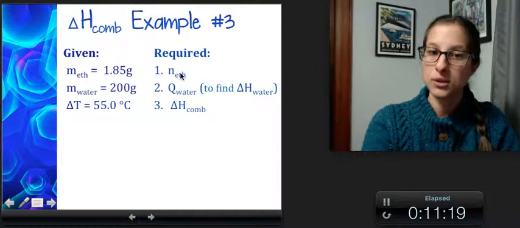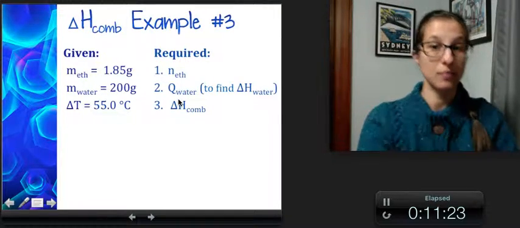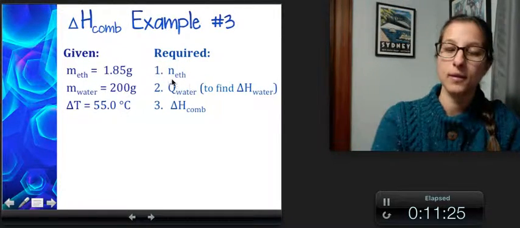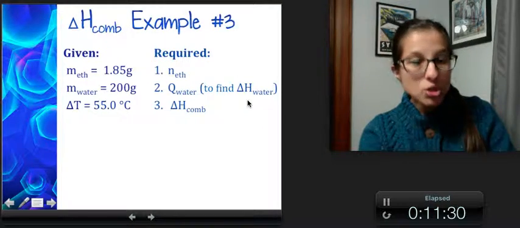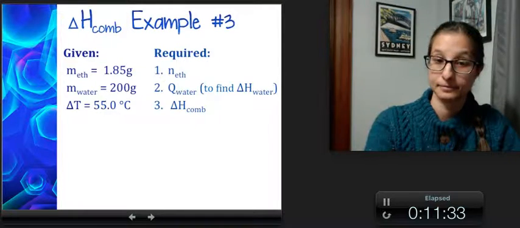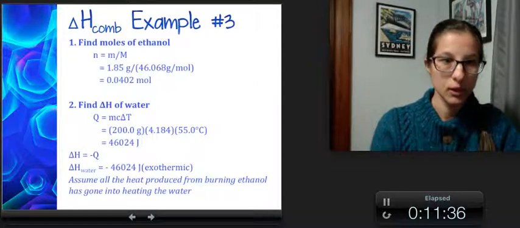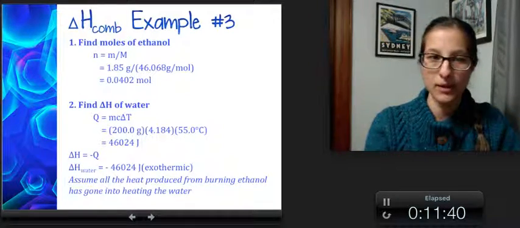Okay, so first moles of ethanol, because we have mass. We can find the molar mass. Then we're going to find the Q of water. We're going to use this for the delta H of water. And then we're going to use that to find the delta H of combustion. Okay? All right, so first moles of ethanol, mass over molar mass.